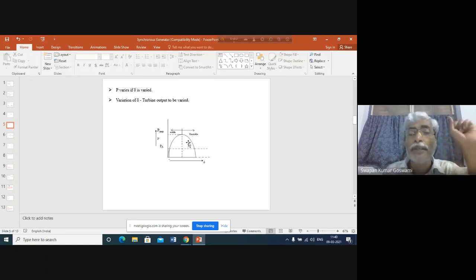During steady state, the stable value of delta cannot cross 90 degrees. It will be at most equal to delta equal to 90 degrees. Is it clear or not?